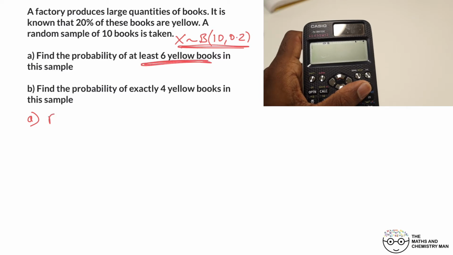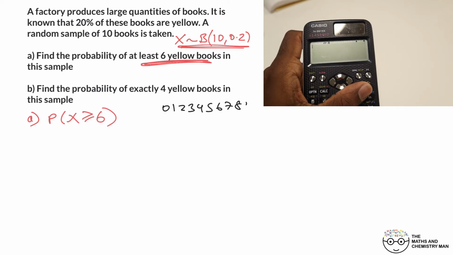So what does that mean? That means the probability that X is greater than or equal to 6, right? We want at least 6. But then how are we going to work this out? What I'm going to do is just quickly write out all the outcomes because there's not too many. So we've got a sample size of 10. We're looking for yellow books. You could get no yellow books. You could get 1 yellow book. You could get 2, you could get 3, 4, 5, 6, 7, 8, 9, or even 10. You could get all 10 being yellow. But what are we looking for? We're only looking for 6 or more being yellow. So this stuff here.